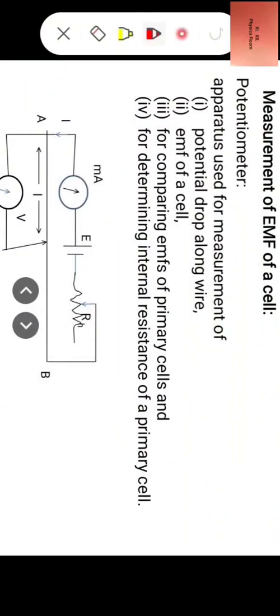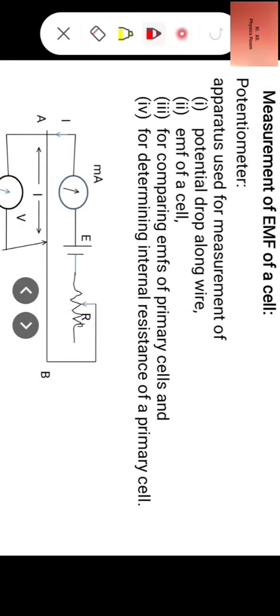Hello friends, continuing with the chapter of current electricity. Today we come to the fifth part of the topic measurement of EMF. That is, today we are to carry out measurement of EMF of a cell. So today's topic is measurement of EMF of a cell.